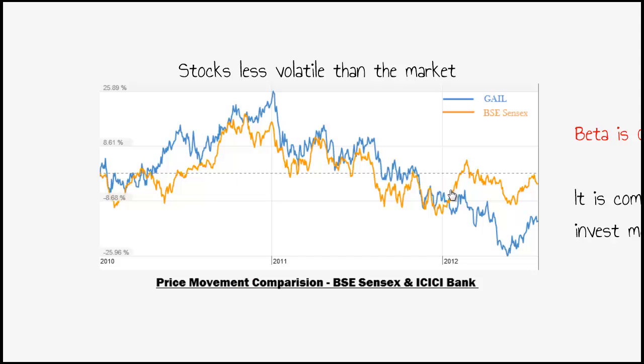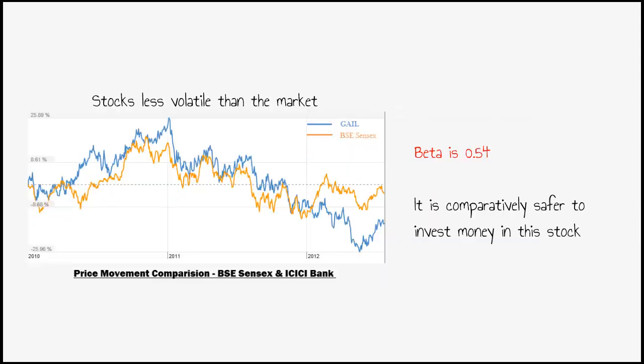And again at this place, a repeat of this happens. Otherwise, most other places, they are quite moving hand in hand. Beta of GAIL is 0.54. So beta suggests that it is a comparatively safer stock to invest the money in.